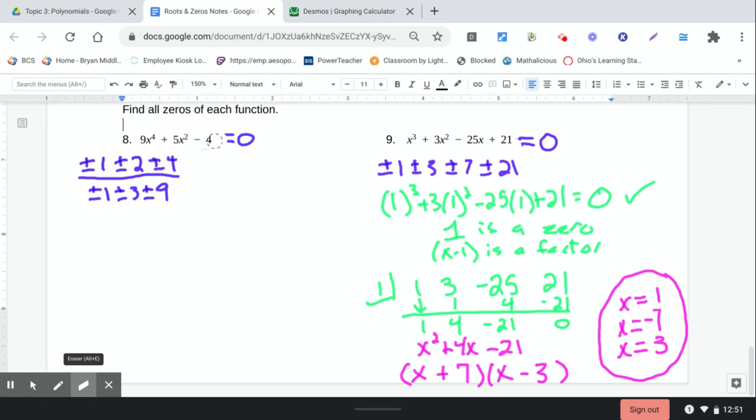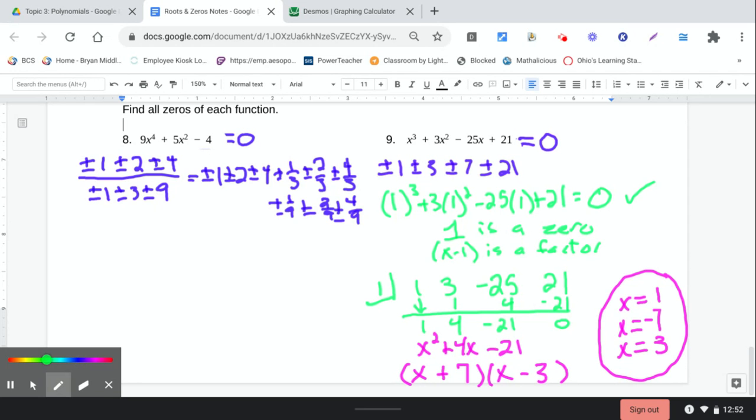All right, so then we take everything in the numerator and divide it by 1, which is just 1, 2, and 4. And we take everything in the numerator and divide it by 3, so we get 1/3, 2/3, and 4/3. And then we take everything in the numerator and divide it by 9. So we get 1/9, 2/9, and 4/9. And those are what we need to guess and check with.